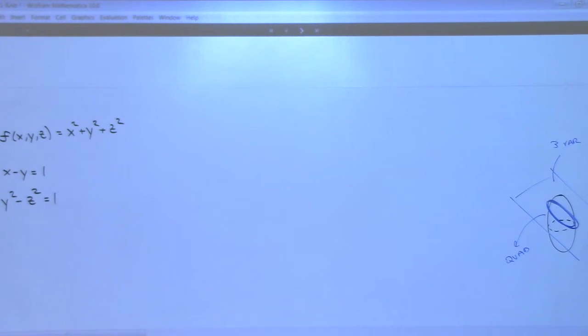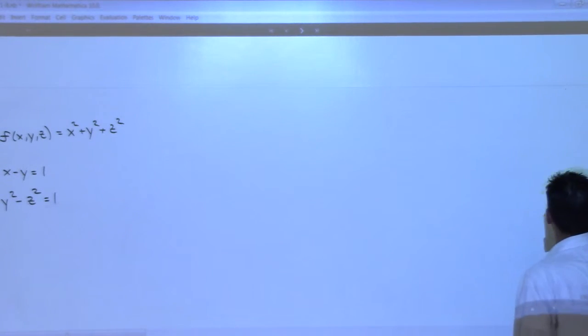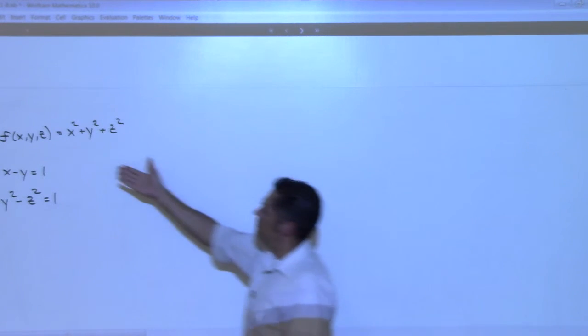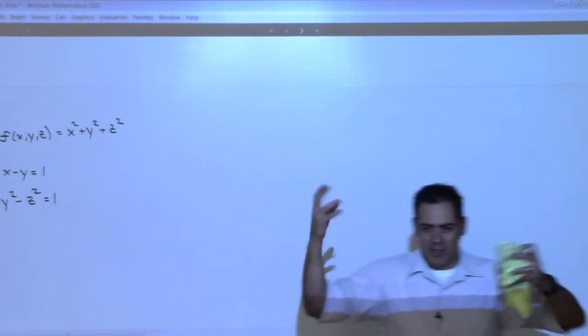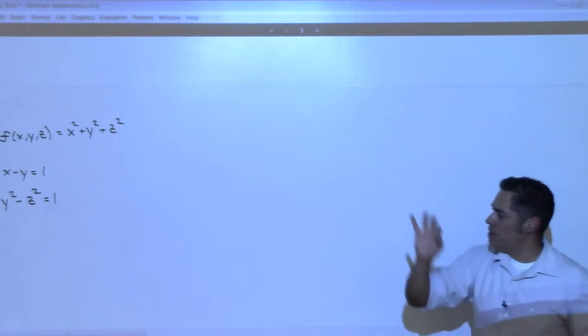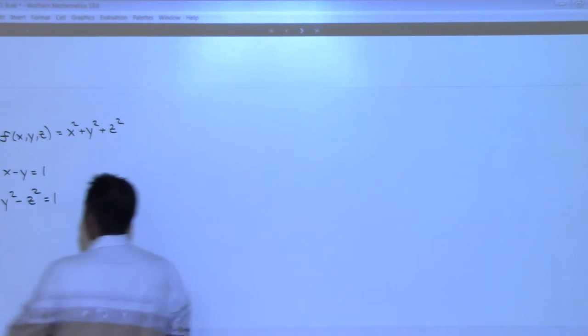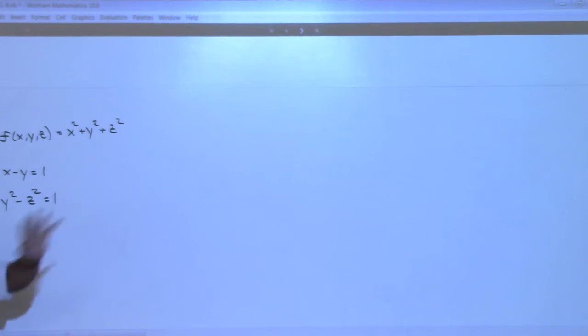So let's just try and wrap our heads around what we got here. This is some function of three variables. Again, I like temperature. Temperature is something that kind of makes sense. We have a temperature at every point. Then we have two constraints. We can't just be anywhere. We have to be where?